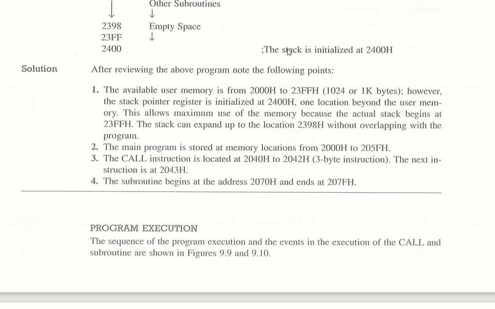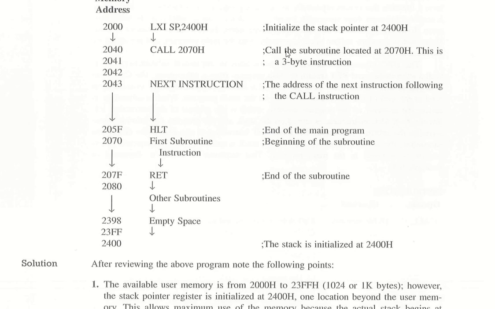So it is one location beyond the user memory. This allows maximum use of the memory because the actual stack begins at 23FFH. So the stack can be expanded up to location 2398H without overlapping with the program. And this main program will be stored in memory locations 2000 to 205FH as we saw earlier. So this call instruction will be located at 2040H to 2042H because it is a 3-byte instruction, and the next upcoming instruction will be executed at 2043H. That is what we saw earlier.